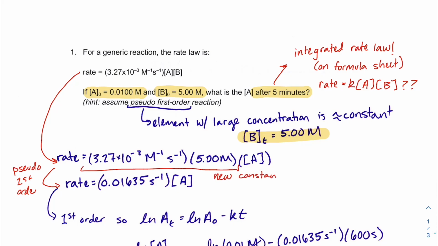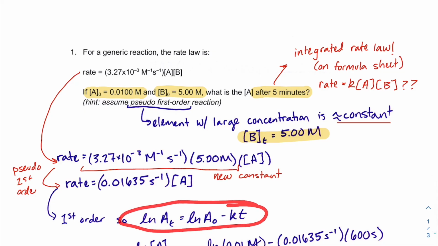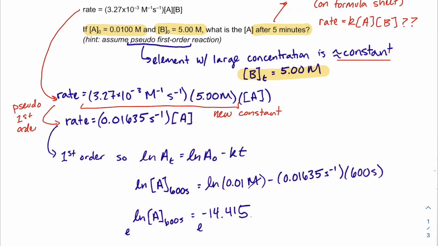And what I'm doing is lumping the 5 molar, because now that's a constant, in with the rate constant to create some new constant here. And here we have now a first order rate equation. Because it's first order now, we know that natural log A equals natural log A naught minus kt. The kind of confusing part here is that this is now your new k that you are going to be plugging in for here.